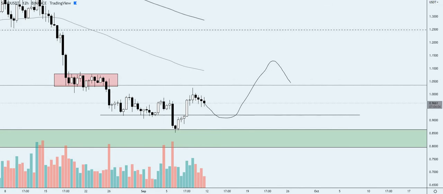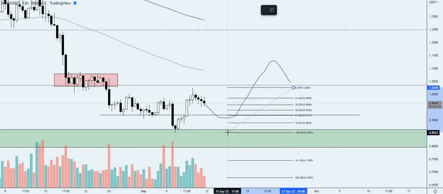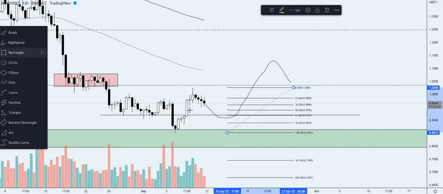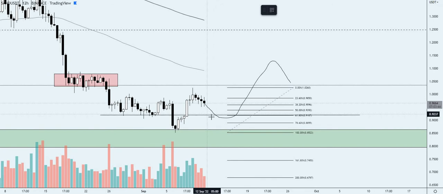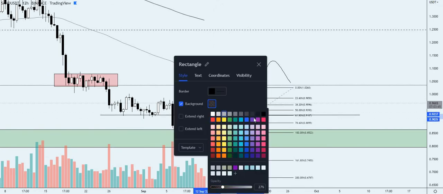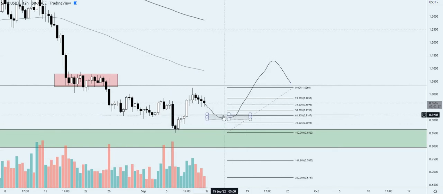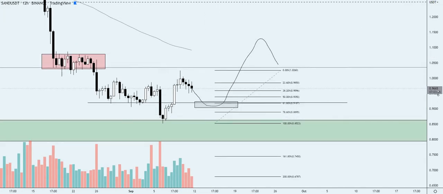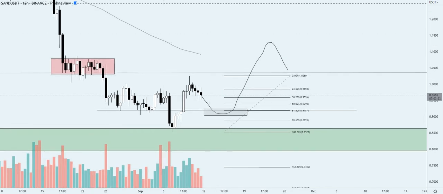Okay, so let's just see what the fib's doing. Take it from this high down to the low. The 618 is right on that level of demand right there, right? So right in here is your sweet spot if you're looking to get long, and we'll make it gray for now. That's where I'd be looking to get an entry. And this is on the 12-hour now, so yeah, that's where I'd be looking.